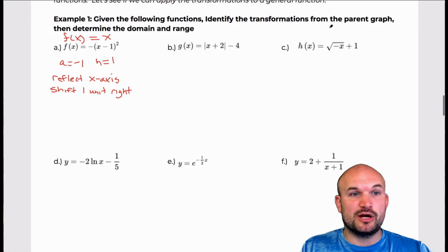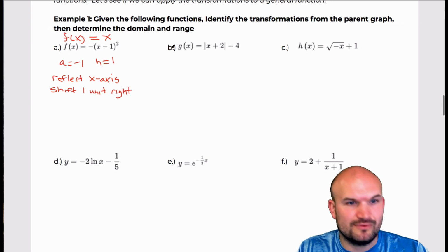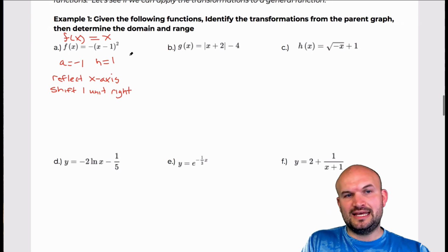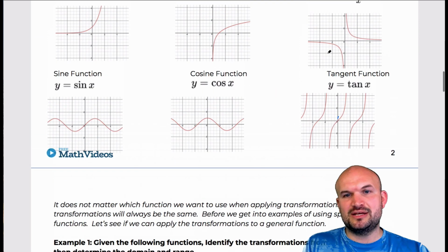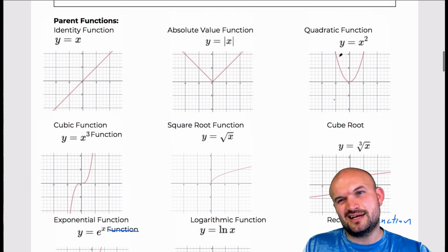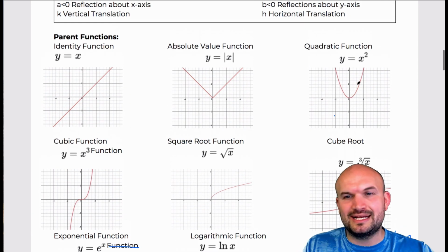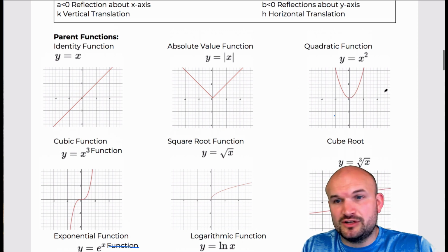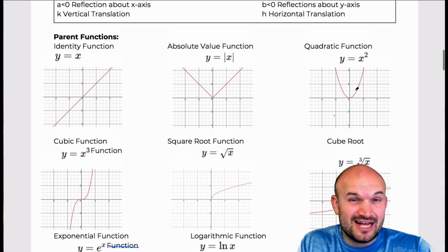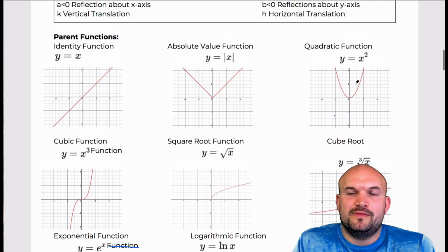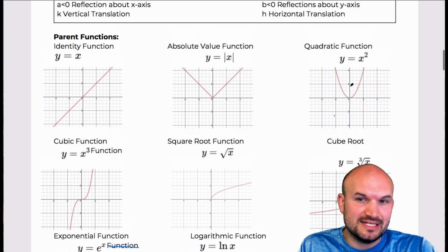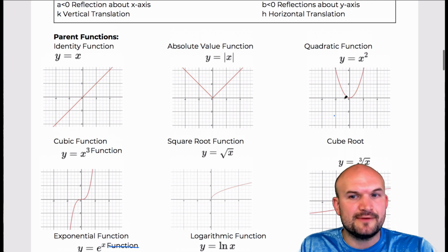Now, I decided to make this problem a little bit more interesting by not only identifying the transformations from the parent graph, but then determining the domain and range. So let's look at the quadratic again. Here you can see the domain is from -infinity to infinity. So if I'm shifting the graph left or right or up or down, it really doesn't matter what I do. There are no restrictions on the domain. So the domain is always going to be -infinity to infinity.